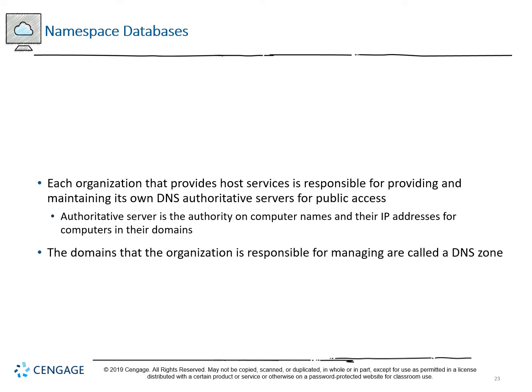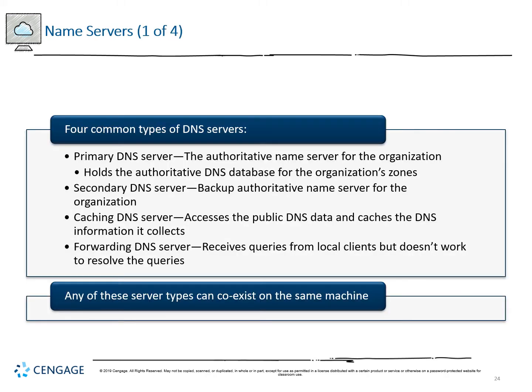Now, each organization that provides host services is responsible for providing and maintaining its own authoritative servers for access. The authoritative server is the directly assigned authority on computer names and their IP addresses for computers within their domains. This domain is called a DNS zone. Now, there can be what are called non-authoritative servers, which essentially access public DNS servers and cache that information to be able to pass it along.